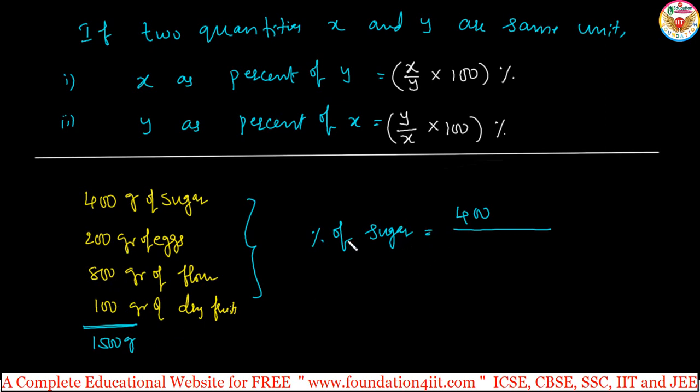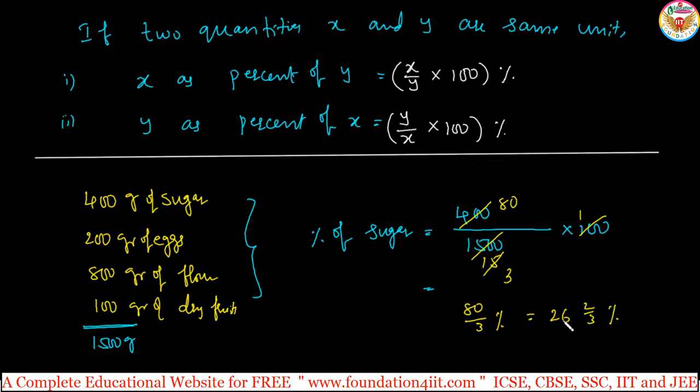Since they're asking only the percentage of the sugar quantity, the weight of the sugar by the total 1500 into 100. This is the fraction part: 400 out of 1500 into 100 to convert into a percentage. To simplify, 100 times 15, so 400 by 15. Use the 5 table: 5 threes are 15, 5 sixteens are 80. So 80 divided by 3 percentage. Convert into a mixed fraction, 26 2 by 3 percentage.